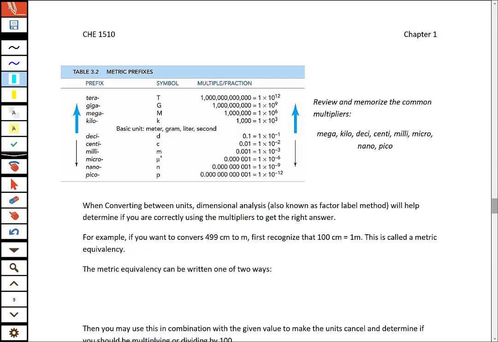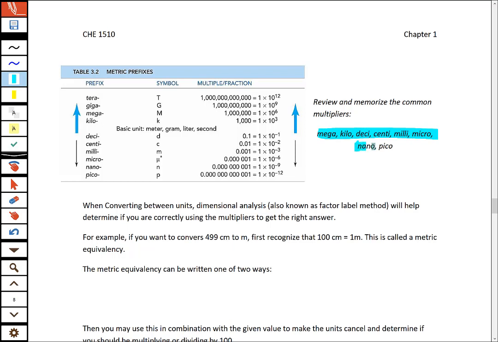So here's a table of the metric prefixes. Depending upon how your brain works depends on if you like this table or not. If this table doesn't make sense to you, go into Google and type in metric prefix table and find one that works for your brain. Now, the ones that you want to have off the top of your head are going to be listed here.